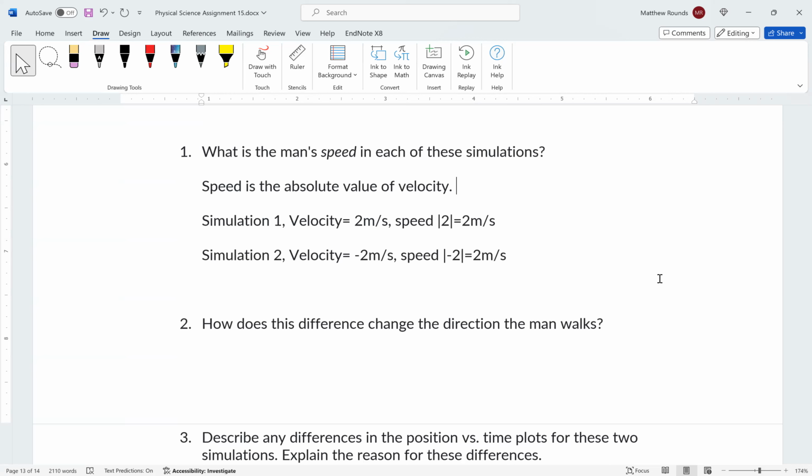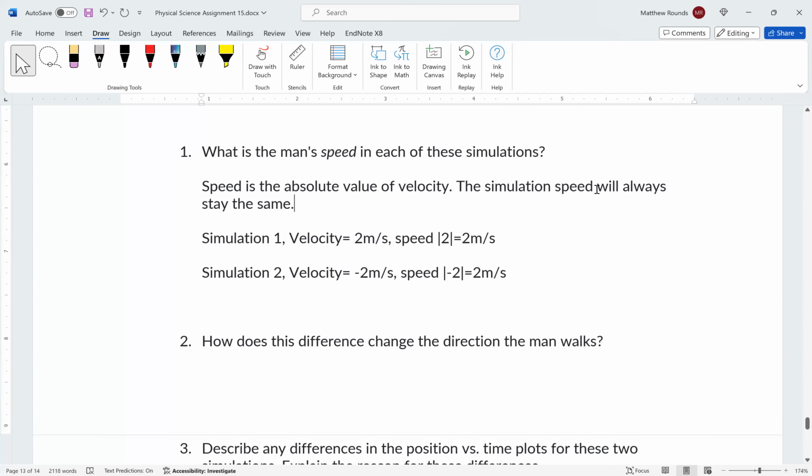Okay, I just wrote something. Okay, so not quite exactly what I was asking for. We want to say the speed in both simulations is exactly the same. Okay. All right.